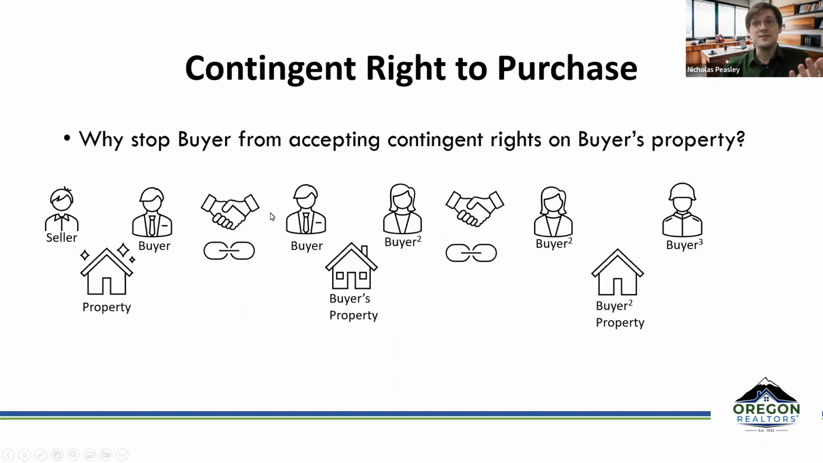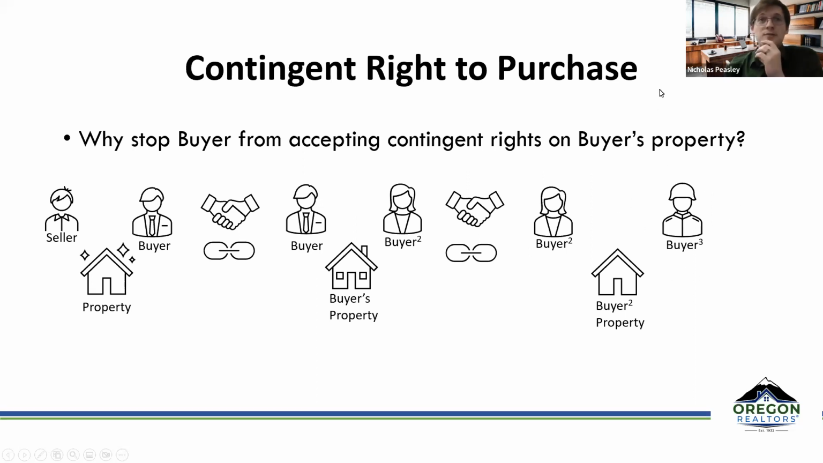The buyer needs to sell the buyer's property. Buyer is trying to sell property to buyer two, buyer squared. Buyer squared has a contingent right where buyer squared has to sell buyer squared's property to buyer three. This is the daisy chain we're talking about. You have a contingent right between seller and buyer, and now you have a contingent right between buyer and second buyer. And third buyer over here is the possible weak link in the chain.